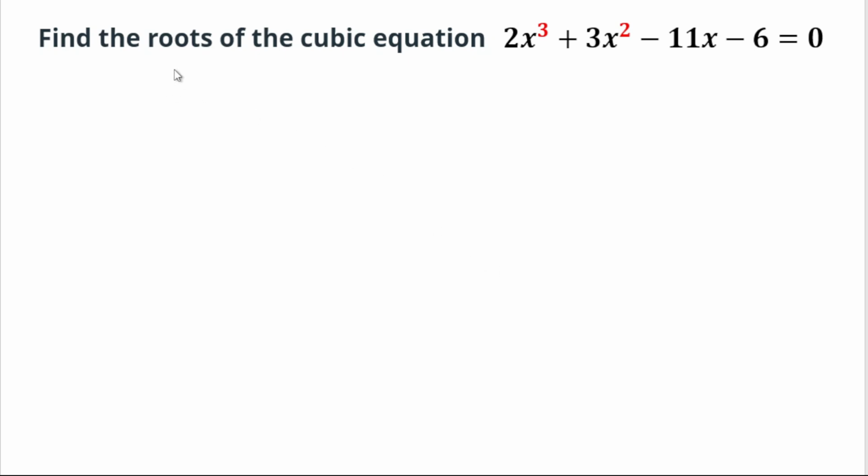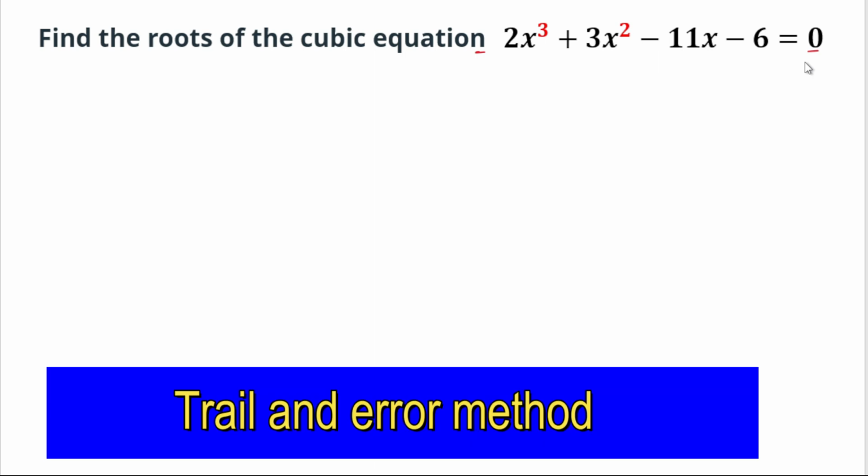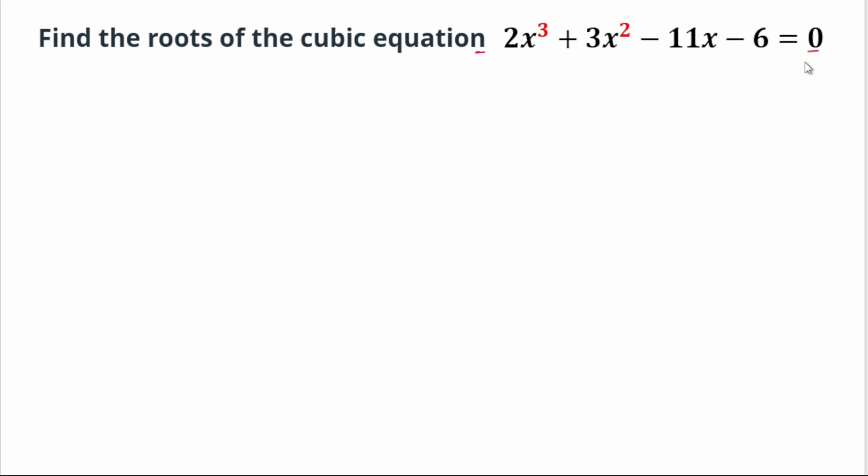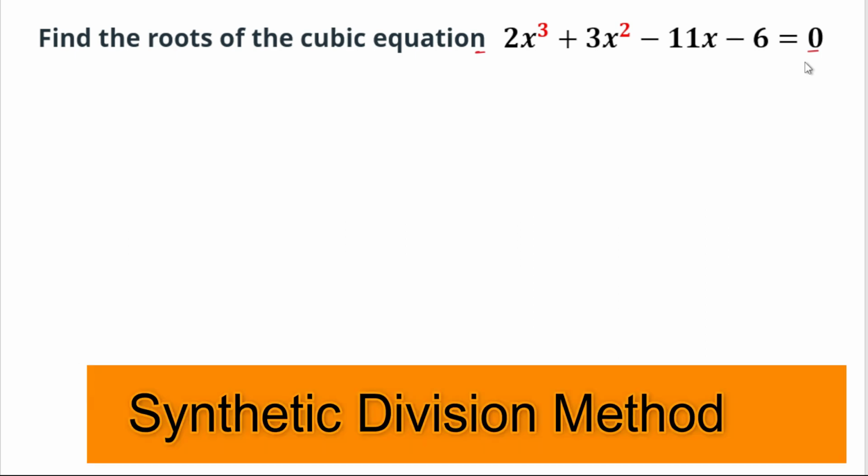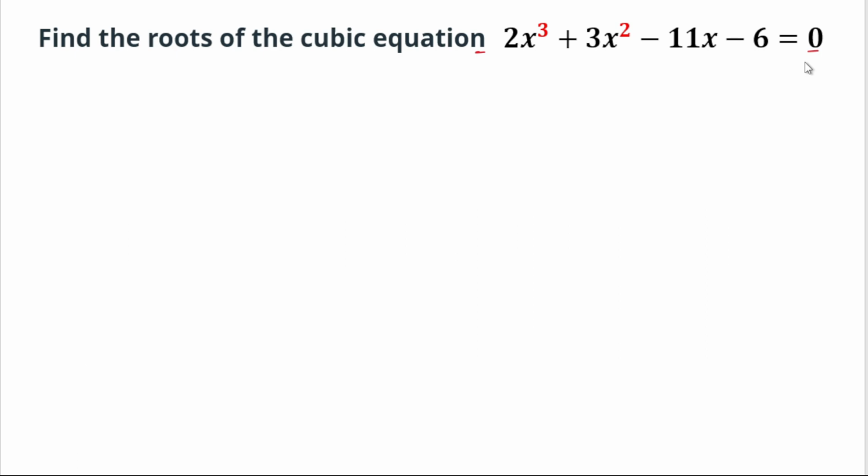Today in this video we will learn how to find the roots of these cubic equations. The equation here is 2x cubed plus 3x squared minus 11x minus 6 equals 0. In this video I will cover the factor theorem to check the possible values by the trial and error method, and next get the other roots of this equation using the synthetic division method. And finally, we'll check our answers.